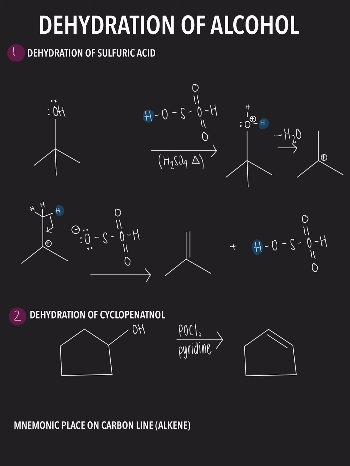With that being said, let's begin this mechanism. So the OH has two pairs of electrons. It doesn't matter which pair you grab, just grab one. And it's going to attack that hydrogen. So it's going to attack the hydrogen, and then the electrons between this hydrogen in blue and the oxygen are going to go, and again, that's a funky arrow.